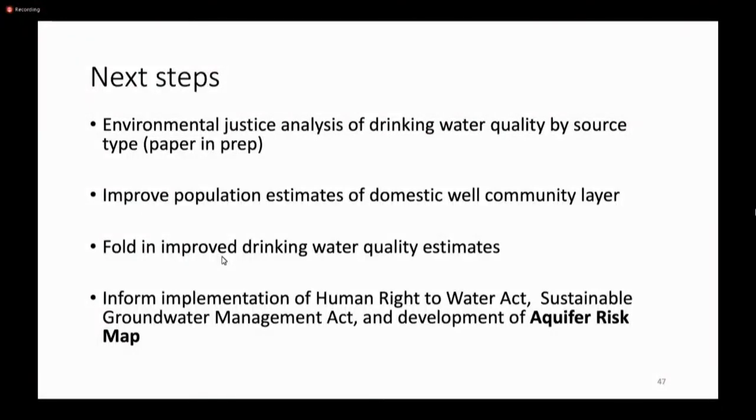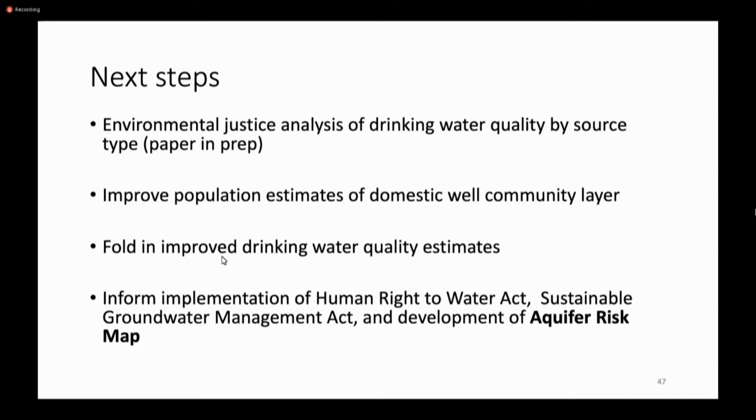In terms of next steps for the domestic well layer in particular, the WESS is working on an environmental justice analysis of drinking water quality by water source type. We'll be further refining the population estimates for domestic well communities. And we plan to fold in improved water quality data. We're also really excited about the possibility of this layer being used to inform the aquifer risk map. And we're enthusiastic to play a supportive role as plans develop.